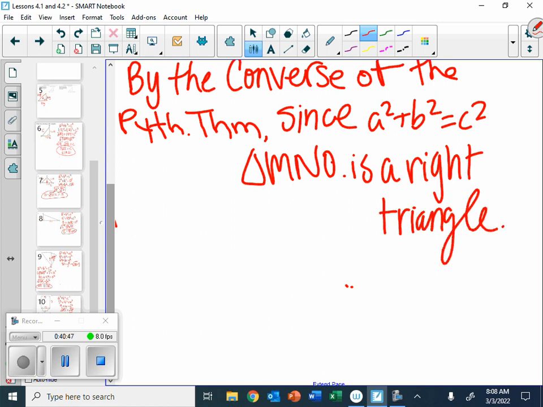Done. So, hint, hint, if there's a question like this on your test and it asks you to explain your answer, that's something I would want. Because of the converse of the Pythagorean theorem, since the left-hand side equals the right-hand side, it's a right triangle.